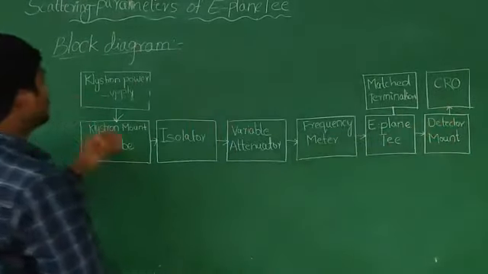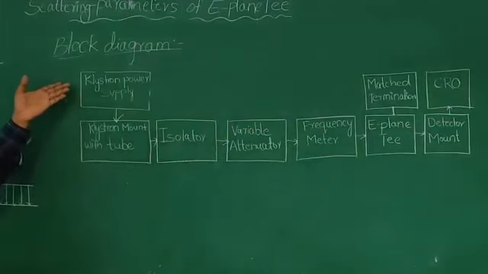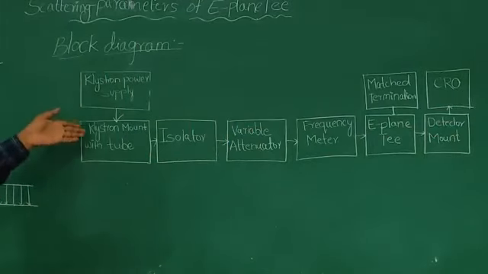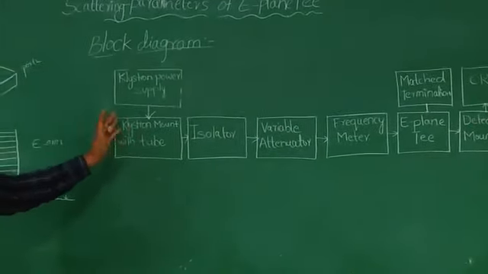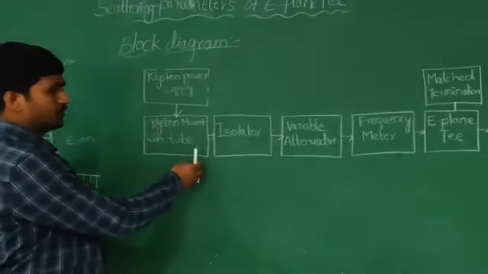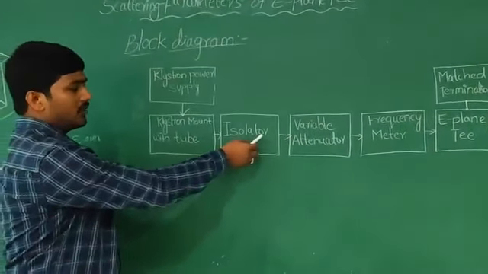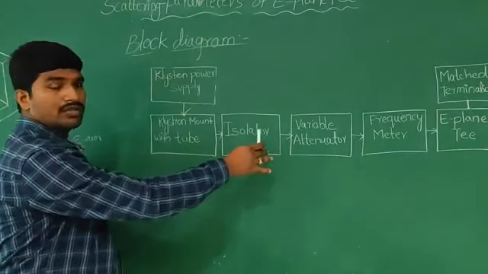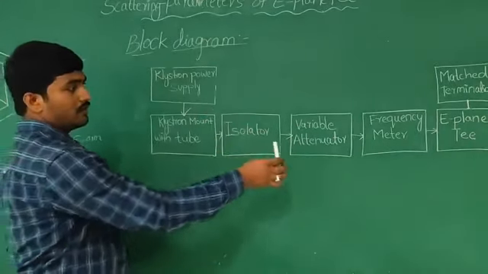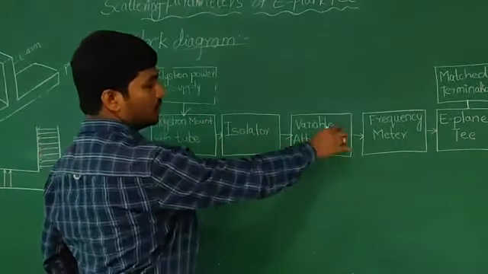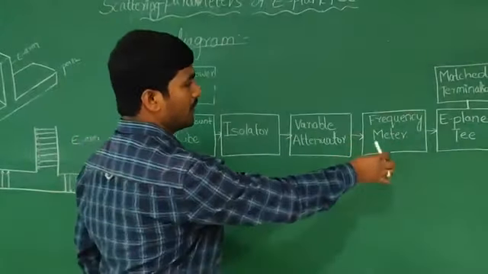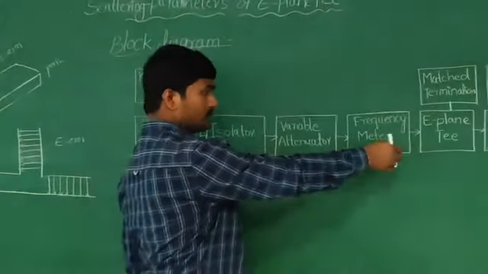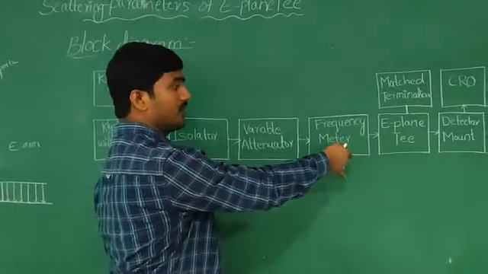First the Klystron power supply feeds the Klystron mount to generate the microwaves. The microwaves pass to the isolator. The isolator is used to isolate the power; it transmits power in only one direction. The variable attenuator is used to attenuate the power. Here we can calculate the frequency by using the frequency meter.